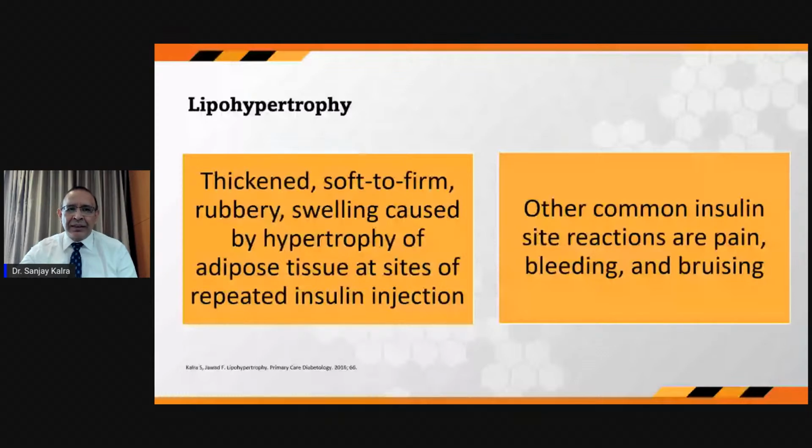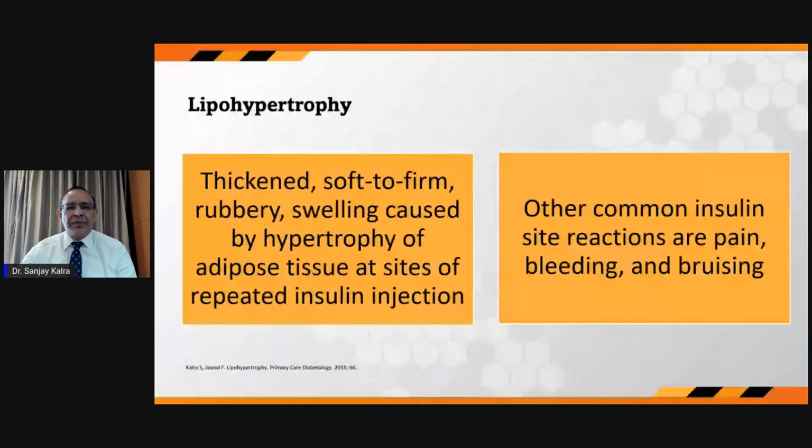But the problem is that there is less insulin absorption. So the insulin dosage requirement goes up by 10 to 20%, and the insulin variability also goes up by more than 20%. If there is a patient where you are finding it difficult to control glucose, one of the simplest ways is to look for insulin site reactions like pain, bleeding, bruising, and lipohypertrophy. Just make sure that your patient begins injecting in the right manner into a healthy area. And this will help control glucose in many, many patients.